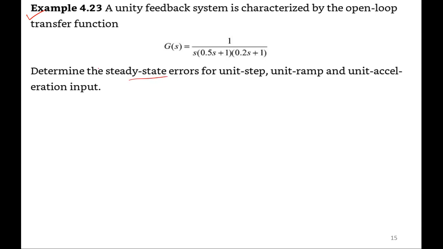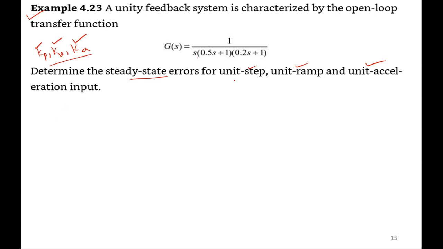Steady state errors means what? Kp, Kv and Ka. These are the error constants: position error constant, velocity error constant, acceleration error constant. They correspond to unit step, unit ramp, and unit parabolic input. Parabolic means acceleration, right? Okay, fine. We'll find out the steady state errors.